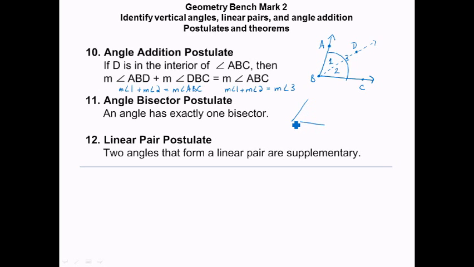Well, that's the same thing with the bisector. There's only one way we can cut that and have angle 1 and angle 2 be equal. So there's only going to be one bisector.